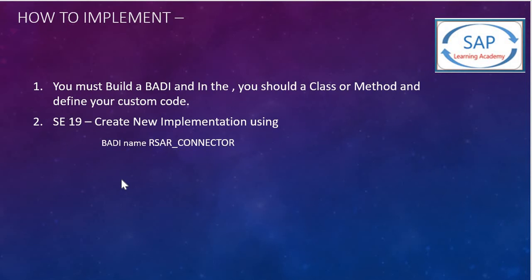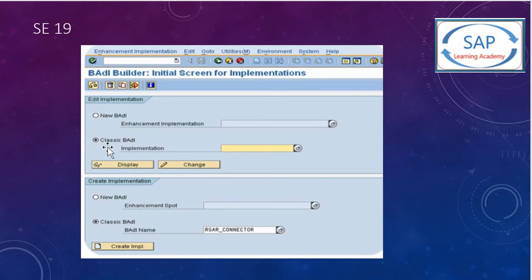Now we will see how to implement the customer defined function. In order to build this customer defined function, you should create it through a BAdI implementation, and I will be telling you how to do that. First, you should go to TCODE SE19. This is a SAP standard TCODE where you should create the BAdI implementation. So let me show you here in this screen.